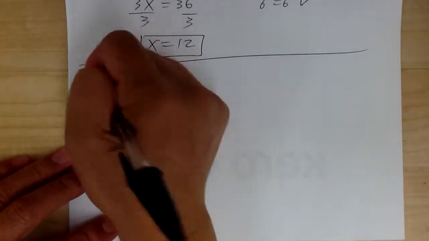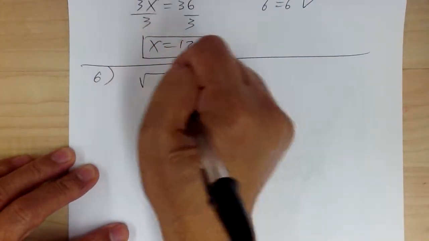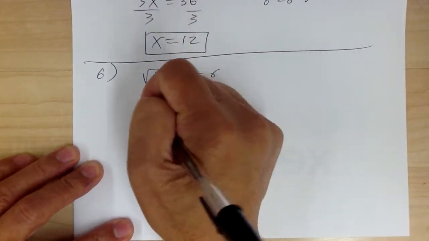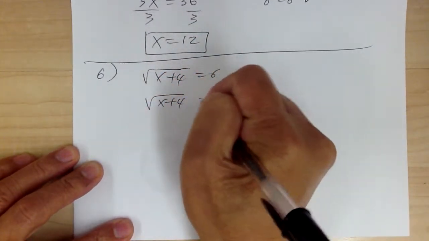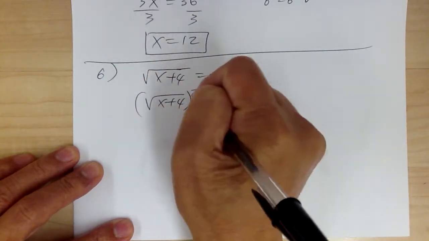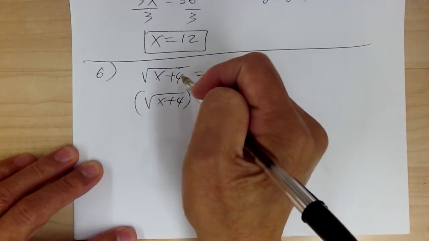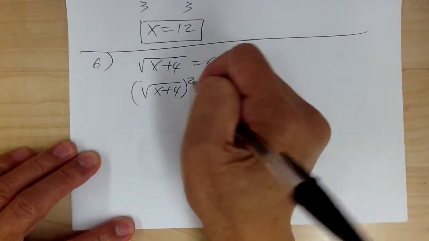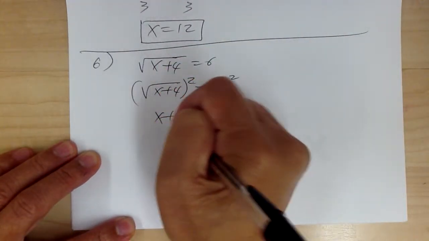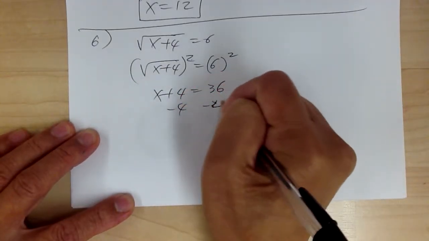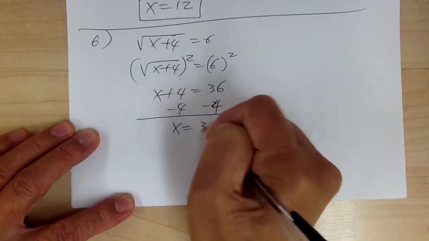Okay, number 6. Okay, square root of x plus 4 equal to 6. So you can write it one more time so I can square both sides without messing up the original. I want to keep the original so I can use it to check my answers. Square root cancel out, so I get x plus 4 equal to 36. Minus 4 on both sides. So x equal to 32.